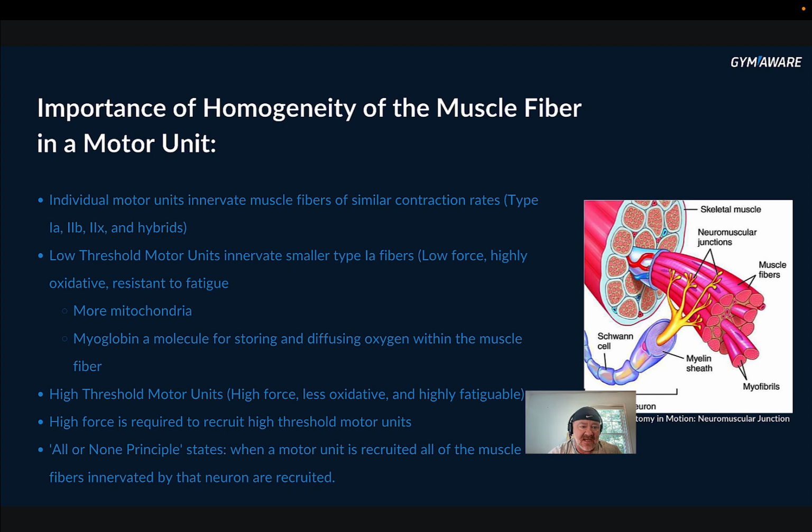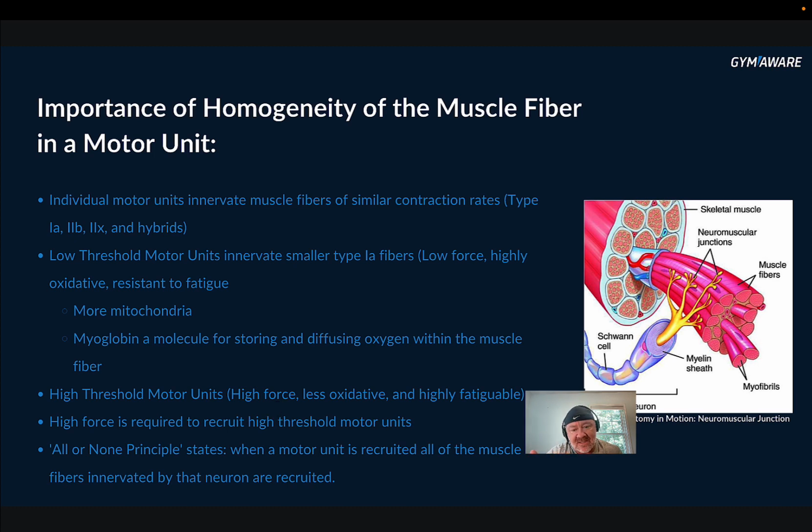They're going to be highly oxidative though, and resistant to fatigue due to more mitochondria and an increased amount of myoglobin, which is a molecule for storing and diffusing oxygen within the muscle. So very important, and you need both. Depending on the athlete, you need to know which motor units you're recruiting, because if you're a long distance runner, this is where you're going to want to be. If you're a weightlifter or a sprinter, maybe not so much, because you're going to need the high threshold motor units that are capable of high amounts of force.